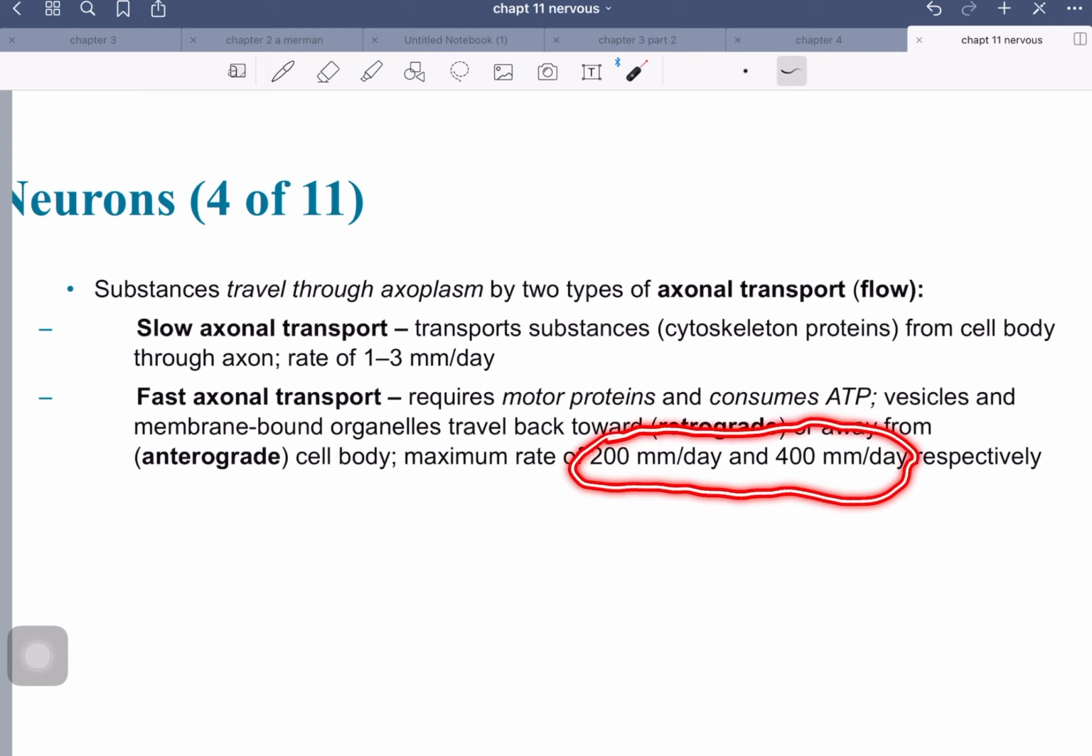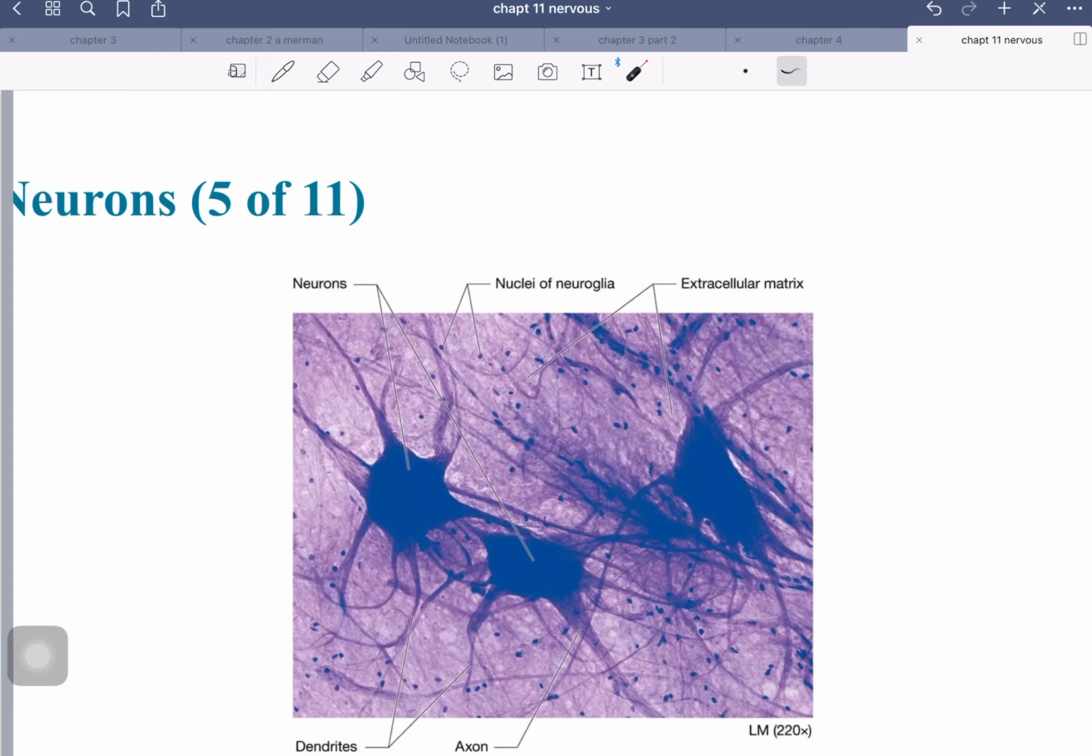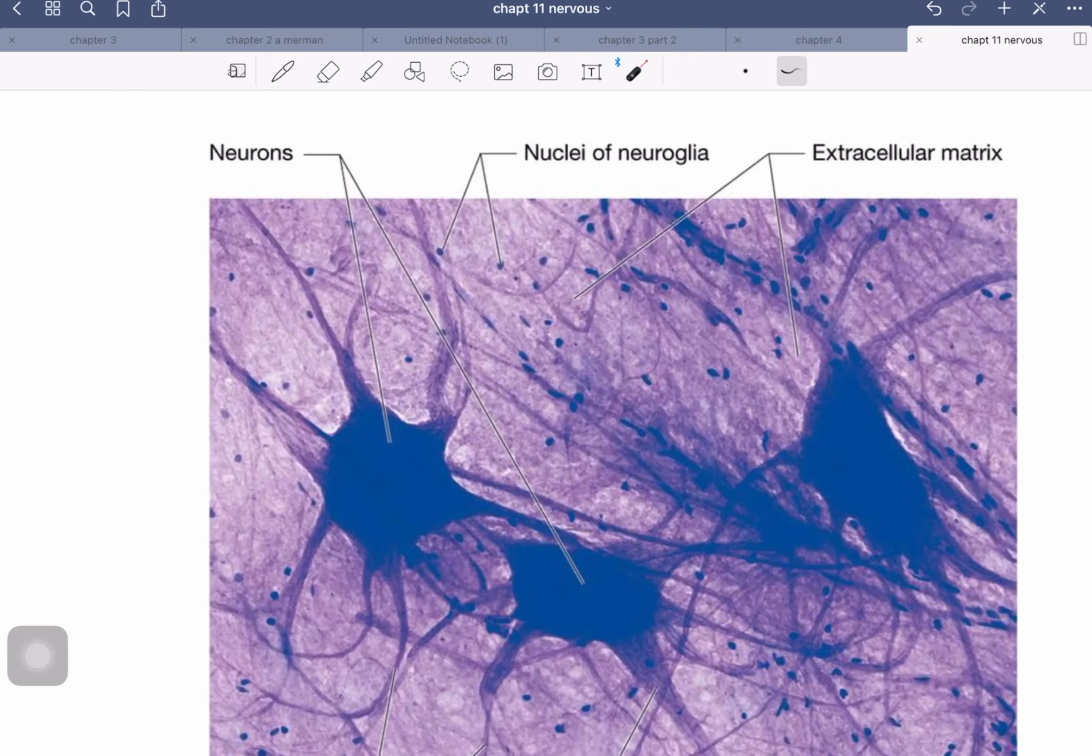And in this type of fast axonal transport, we're looking at somewhere between 200 and 400 millimeters per day. Now, that's quite a difference. And just reflect back, slow axonal transport is only 1 to 3 millimeters per day, so it's quite a difference.